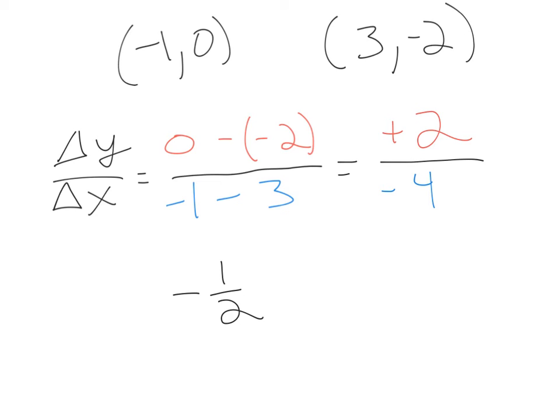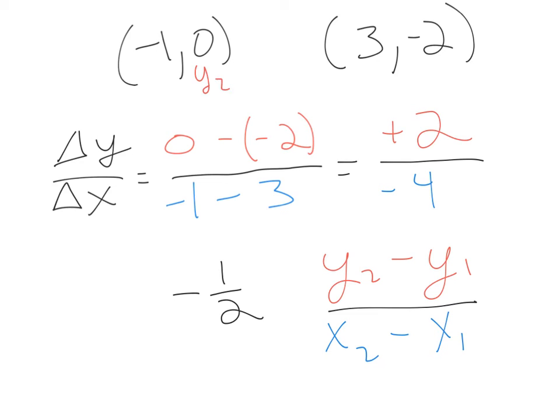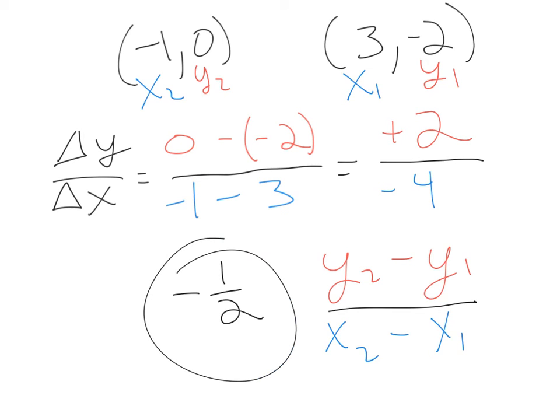The formula for this, by the way, looks like this: y2 minus y1 over x2 minus x1. And the 2 and the 1 refer to which point. So in this case, this is our second point. So this is y2 right here, and this is x2, and this is y1, and this is x1. And we just take those numbers and plug them into those positions, and then we solve, and we get negative 1/2.